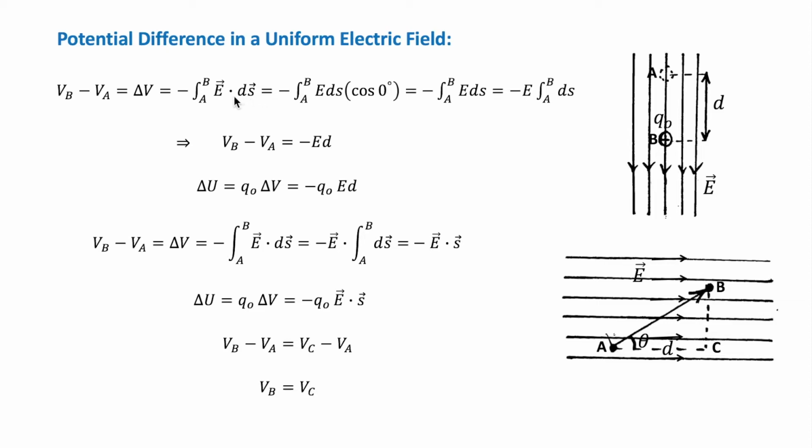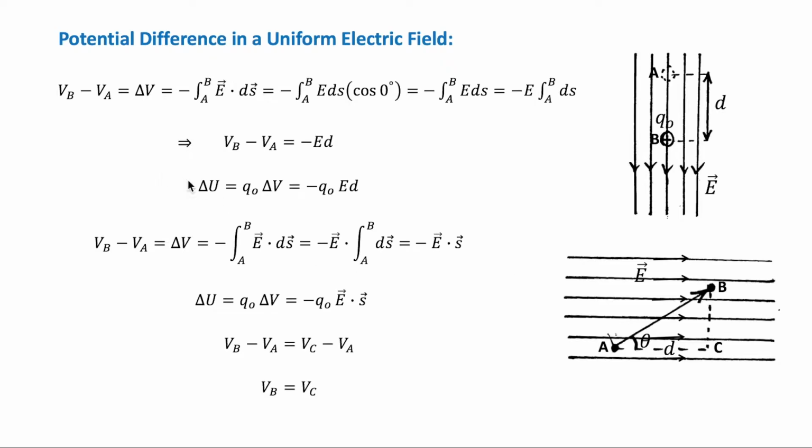As you can see, the angle between E and ds is 0, and the field is uniform, so we can put it outside of the integral, and so we get VB minus VA is equal to minus ED. Okay, and because it is negative, this shows that VB is less than VA. So this means that the electric field lines always point in the direction of decreasing electric potential. So they point in the direction from high potential to low potential, okay?